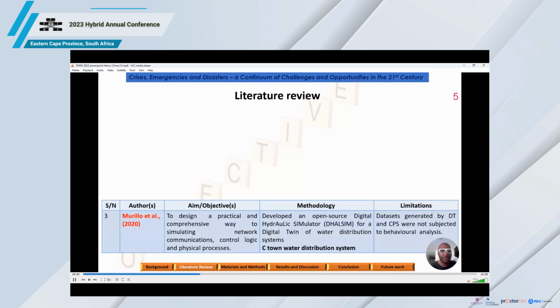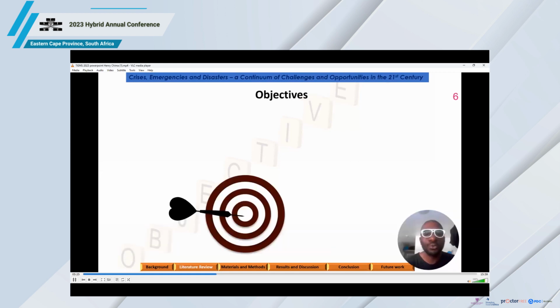Now to the work of Murillo et al. Murillo et al. also adopted the concept of DALSIM, that is digital hydraulic simulator, to simulate the physical object using a water distribution system as a case study. The disadvantage of the work of Murillo et al. is that the behavioral analysis was not conducted between the physical object and the digital object to ascertain the behavior of both the physical object and the digital twin.